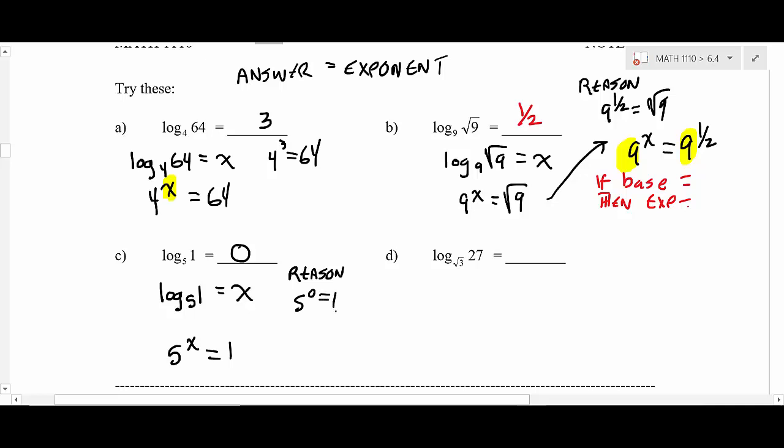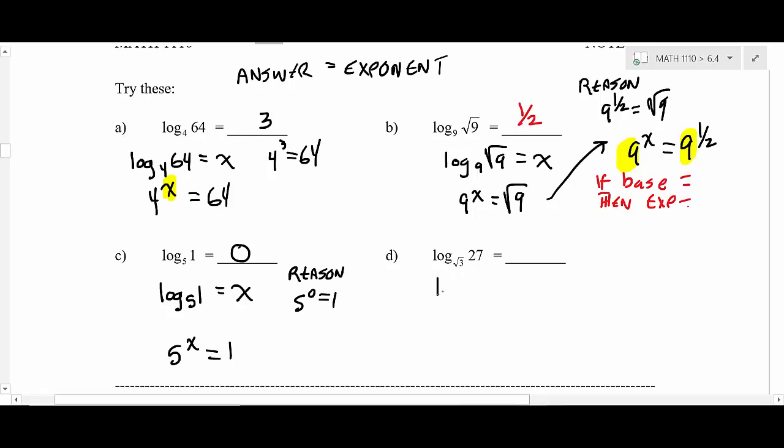Okay, and you can tell you're right on these problems. All you ever got to do is just go 4 to the third is 64, 5 to the 0 is 1, 9 to the 1/2 is square root of 9. Sometimes it's easy to do in your head, sometimes it isn't. The next problem is the one that takes the most work.